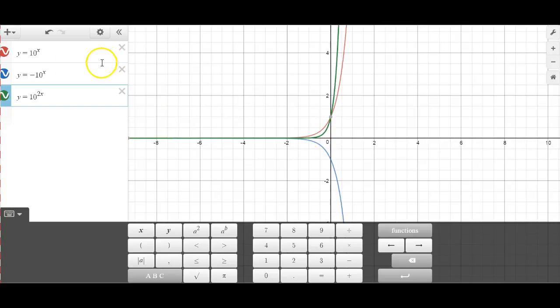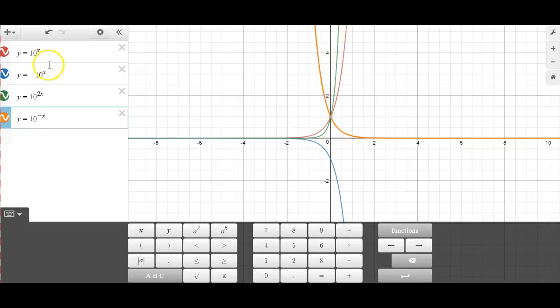Okay, so we've done a negative base number, we've increased the number in our index. What about when our index becomes negative? What does that look like? So let's have a look at that. So let's do y equals 10, and let's do the power of negative x. Wow, okay, now we've got basically a reflection. When the power becomes negative, we've got a reflection in the y-axis.